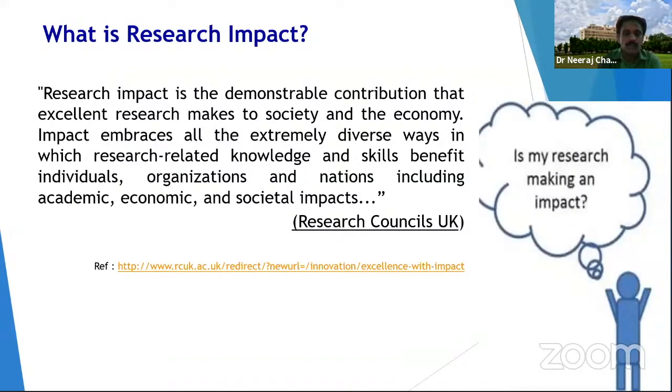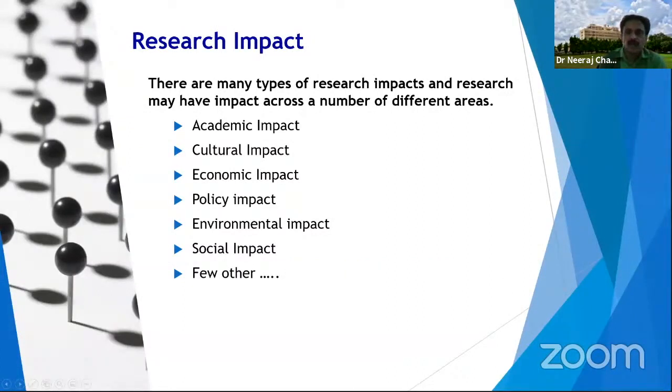So friends, when a researcher is doing research, it makes some impact on society, economy, and academia. So what is research impact? Research impact is the demonstrable contribution that excellent research makes to society and economy. Impact embraces all the extremely diverse ways in which research-related knowledge and skills benefit individuals, organizations, and nations, including academic, economic, and social impact. This is the definition given by the Research Council of UK.